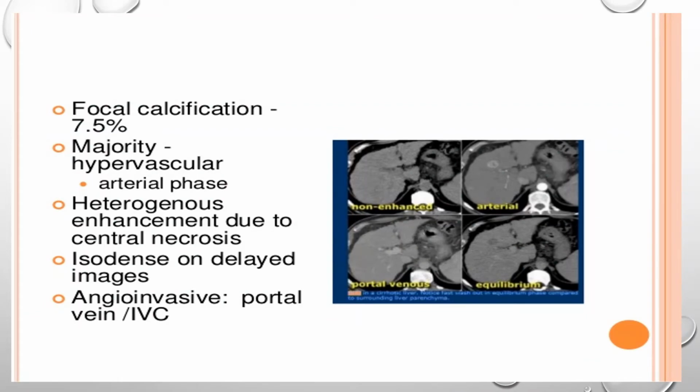So it's a hypervascular lesion, and we cannot use this to differentiate it, but since it's the most common primary malignancy, we can always keep it in our differential. Heterogeneous enhancement can be noted because of central necrosis, and on delayed images it is isodense to the liver.